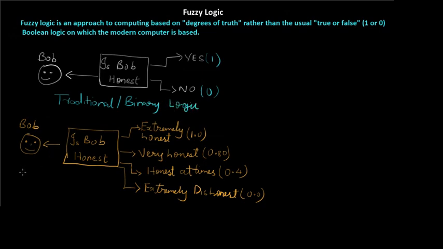Whereas below that we have another diagram wherein we again have Bob. We have the same question, is Bob honest? But we have multiple answers depending upon how honest he is. So we have extremely honest, wherein the value is 1. We have very honest, which is 0.8. We have honest at times, so that is 0.4. And we have extremely dishonest, 0.0. So in fuzzy logic, this is called the degree of truth, and it can range from 0 to 1 and have multiple values. This is the basic difference between fuzzy logic and binary logic.